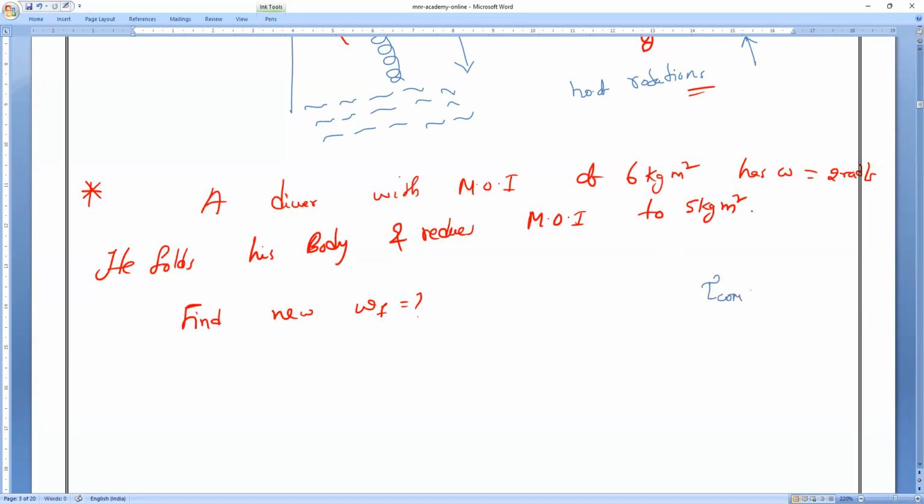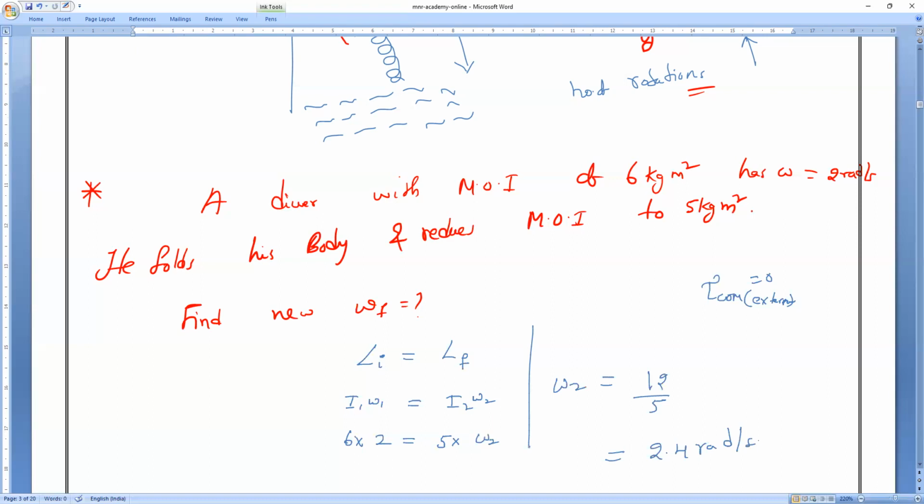So the external torque about the center of mass is equal to what? Everybody, please respond. 0. If the torque is 0, we all know that initial angular momentum is equal to final angular momentum. Initial angular momentum is I1 omega 1, final angular momentum is I2 omega 2. I1 is 6, omega 1 is 2, I2 is 5, and omega 2 is what we want to find. So omega 2 is equal to 12 divided by 5, which is 2.5 radians per second.